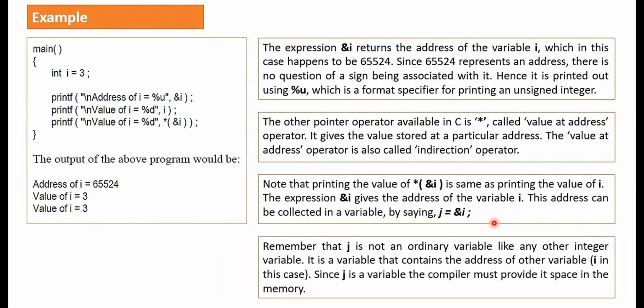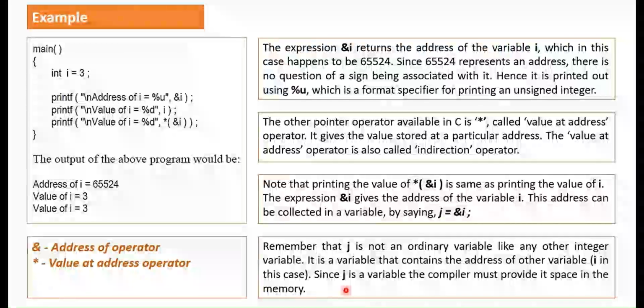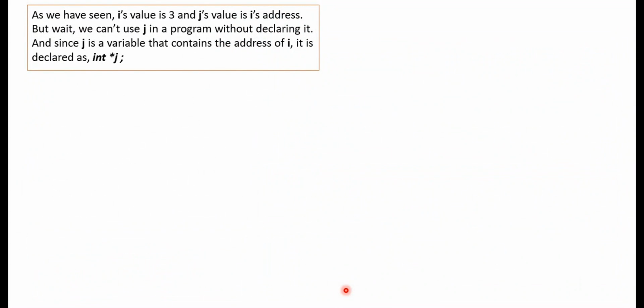Now remember that j is not an ordinary variable like any other integer variable. It is a variable that contains the address of another variable. Since j is a variable, the compiler must provide space for it in memory. So as int i has been allocated a space in memory, similarly j is also a variable. It will also have a location in memory. Out of this discussion, the two important things we need to memorize are the address of operator and the value at address operator. Now as we have seen, i's value is 3 and j's value is i's address.